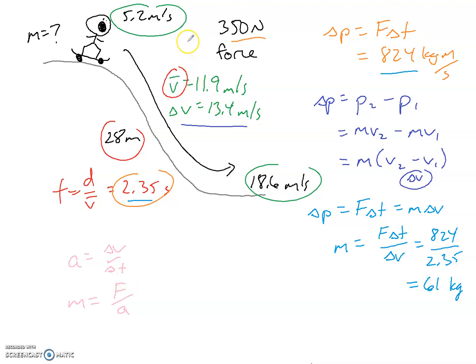Some people like to use momentum in something like this. Some people like to use the basic F equals ma, v over t type stuff with this. Some people will go back and forth. It doesn't really matter. There are just multiple ways to do questions like this. And the more ways that you know how to do it, the more strategies you'll have to choose from.